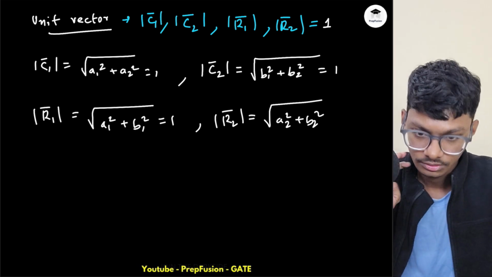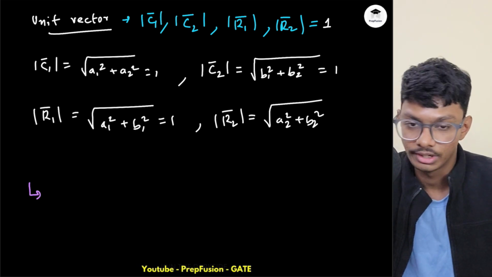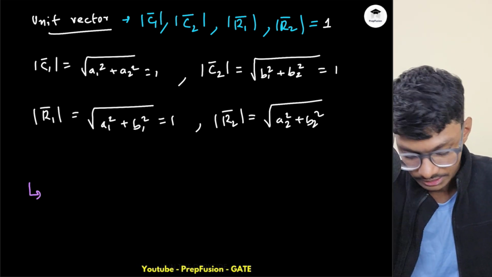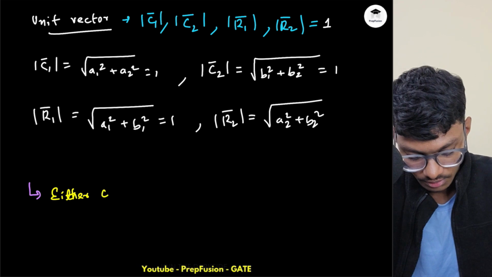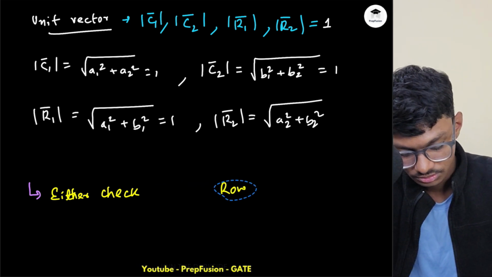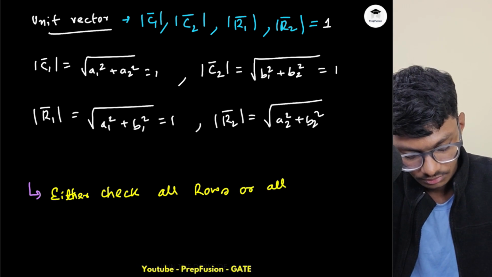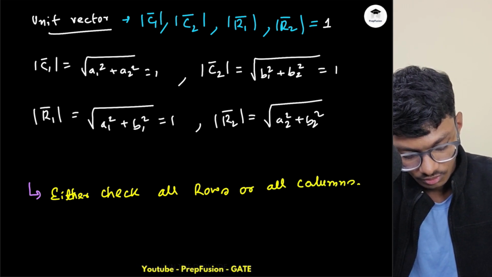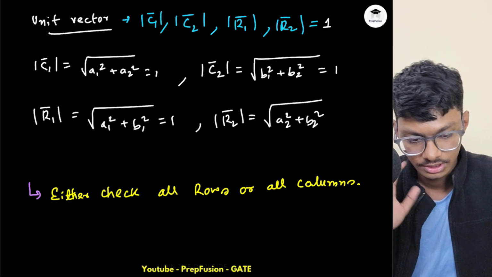Now obviously you don't have to check all of this. What is the point here? You don't have to check every time row, column, all of this. Either check all rows or all columns. You don't have to check two of them simultaneously. Either check all rows or all columns. So this is the first thing.